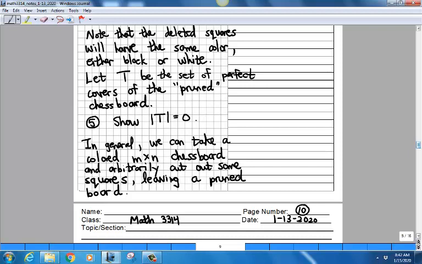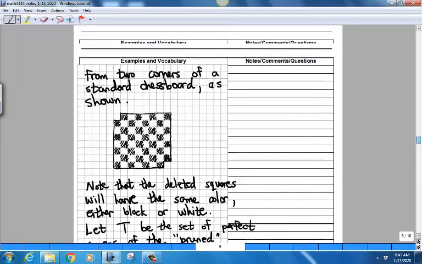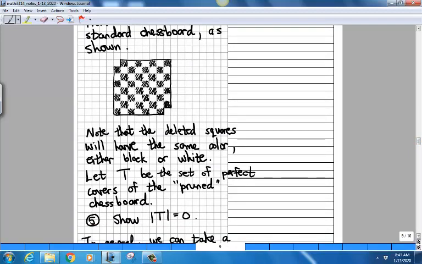Otherwise, we'll discuss it and see if as a class we can come up with a reason why that set of tilings is, in fact, empty. It has cardinality 0, all right? You want me to show the picture again? The picture's really helpful. And again, you want to think about the fact that the squares are colored alternately black and white.